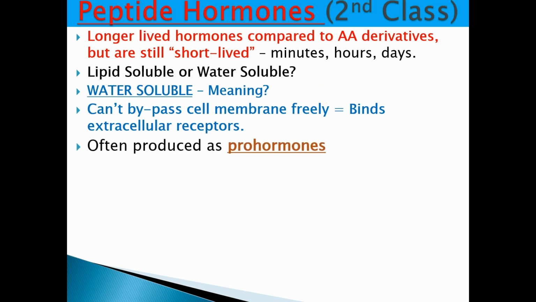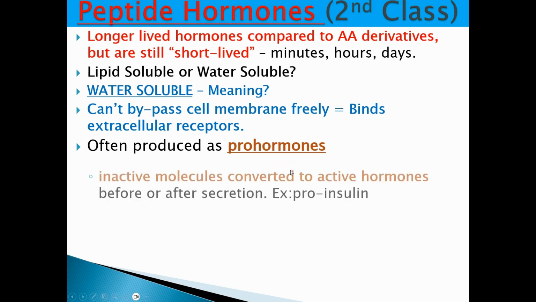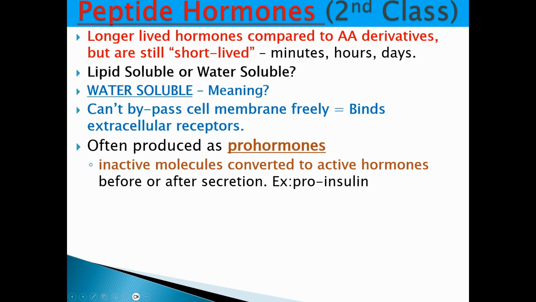All right, oftentimes peptide hormones are produced as prohormones. Anytime you see a prefix pro in front of a chemical that you might be familiar with, what that simply means is it's going to be an inactive molecule that becomes active. And so an example is when insulin is produced, it's produced as proinsulin. That allows the cell to have pretty much insulin ready to go. It just needs some minor modification.